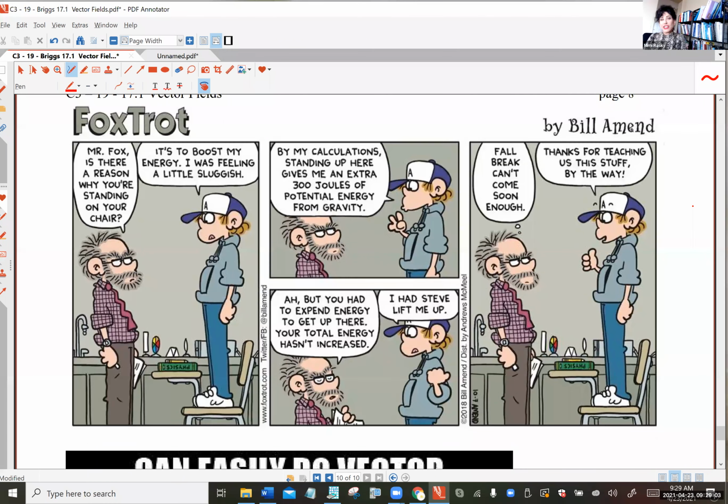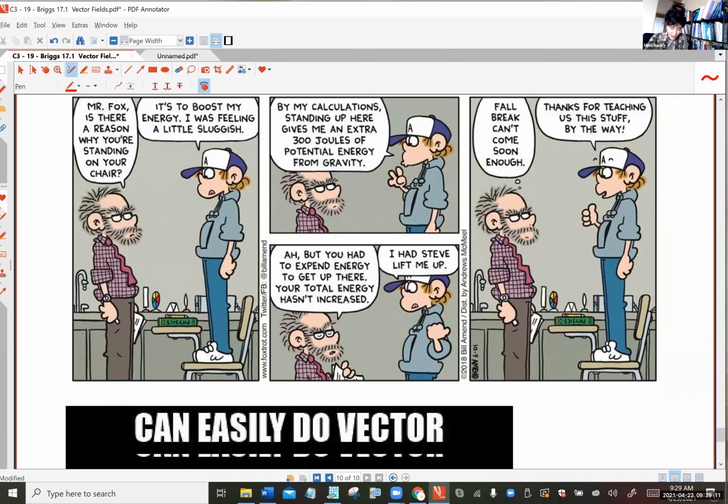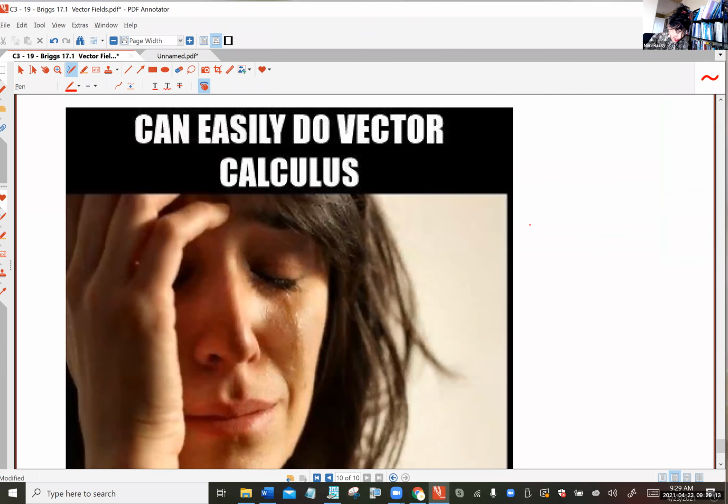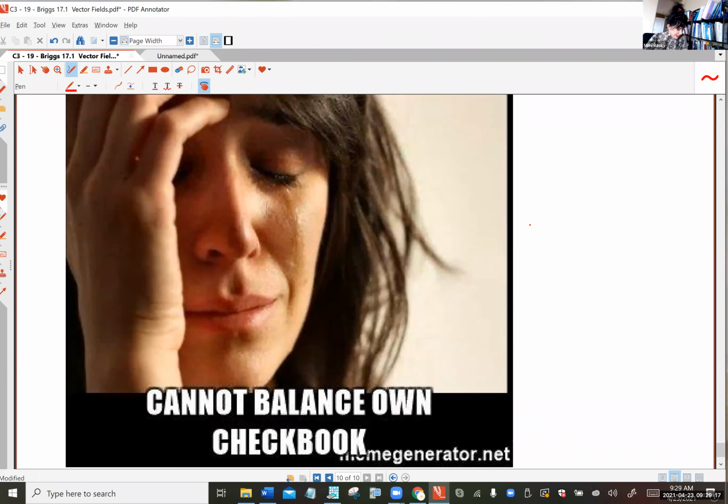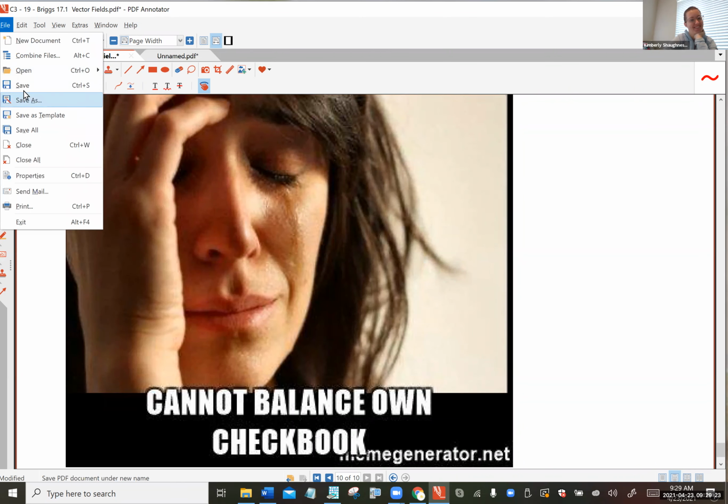And thanks for teaching us this stuff, by the way. And the teacher's thinking, oh, great, can't come soon enough. I'm sorry, I just love that kind of stuff. And then my other meme: can easily do vector calculus, cannot balance own checkbook. Oh goodness. I'm sorry, I just love this kind of stuff.